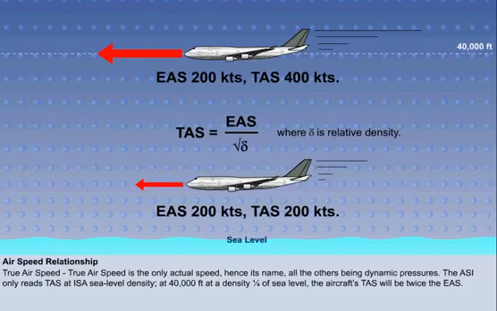The ASI is calibrated to ISA sea level, so it will only read TAS if the density is 1.225. Thus, at 40,000 feet, where the density is close to 1/4 of the sea level value, the aircraft will be moving through the air twice as fast as at sea level to maintain the same EAS.